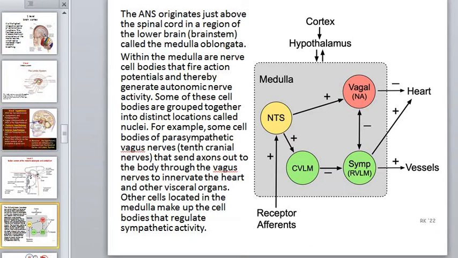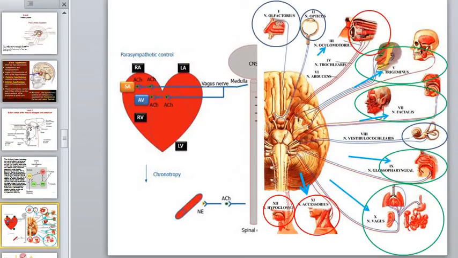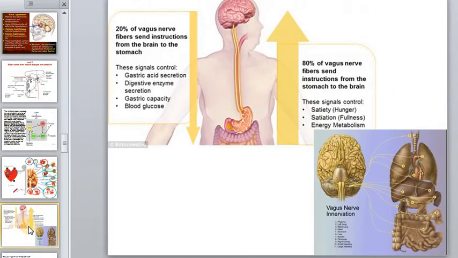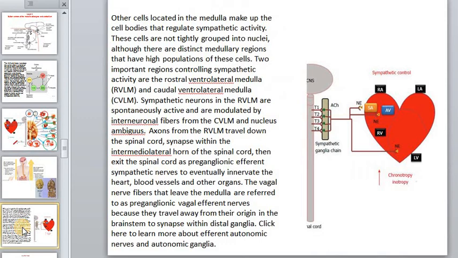For example, some cell bodies are parasympathetic vagus nerves, cranial nerves that, as you see here, send axons out to the body through the vagus nerves to innervate the heart and other visceral organs. You see the function of the vagus here, and a lot of organs have branches from the vagus, and we will watch a video about how the vagus works. Other cells located in the medulla make up the cell bodies that regulate sympathetic activity.